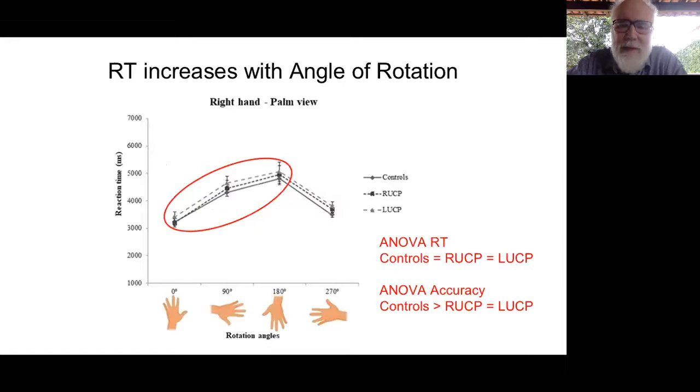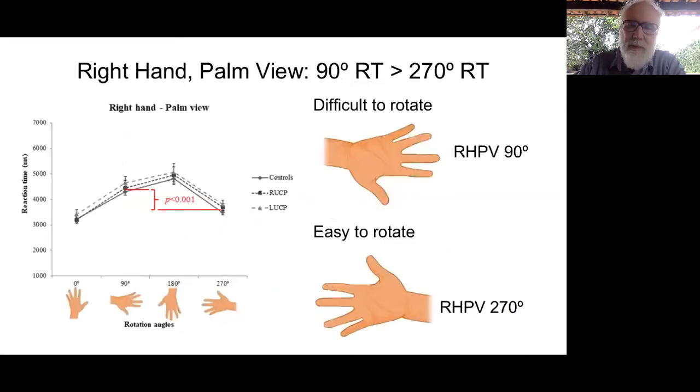As expected, we were able to observe the first effect suggesting that kids with unilateral cerebral palsy may indeed use motor imagery to solve the task. A positive association was observed between the angle of rotation and reaction time. There were no differences among groups of controls, right or left unilateral cerebral palsy regarding reaction time. However, accuracy in the group of kids with unilateral cerebral palsy was lower than accuracy in the control group.